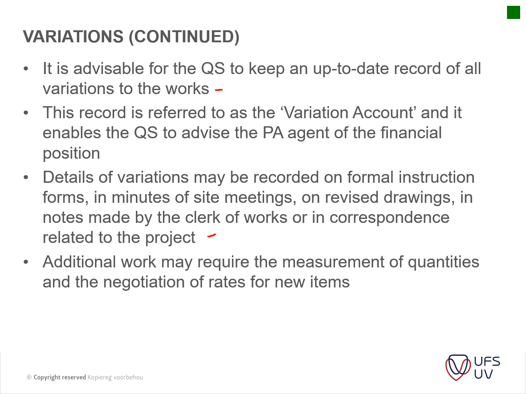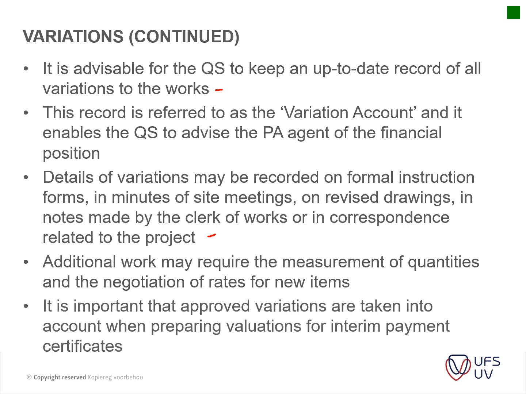Contractors usually try and load as much as they can onto those items, whereas the QS wants to keep it as low as possible. Okay, it is important that the approved variation orders are taken into account when preparing valuations for interim payment certificates. This is very important. Sometimes I've seen QSs that do not incorporate these variations from the start, but leave it to the end, and that's usually where disputes come from.